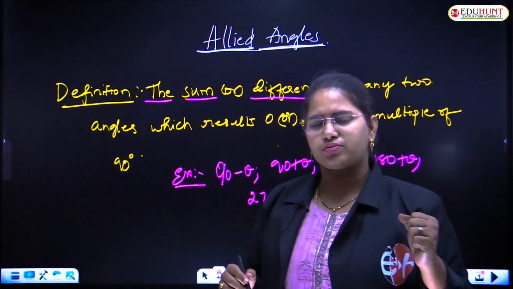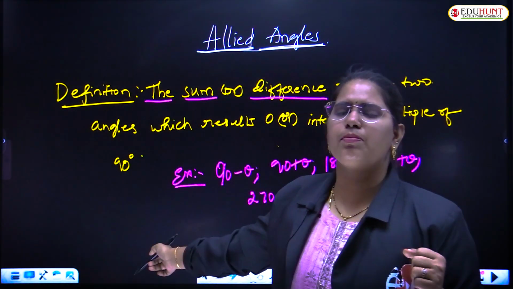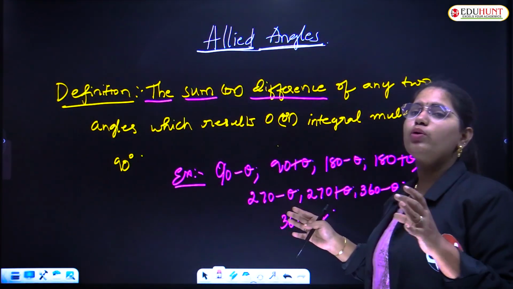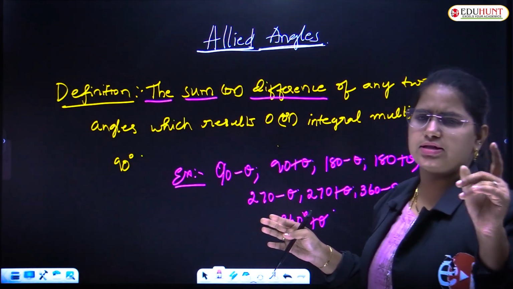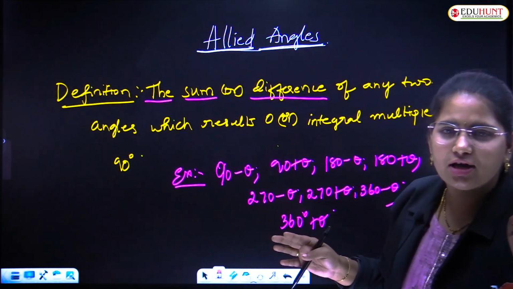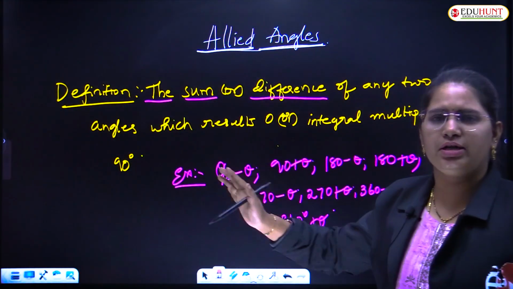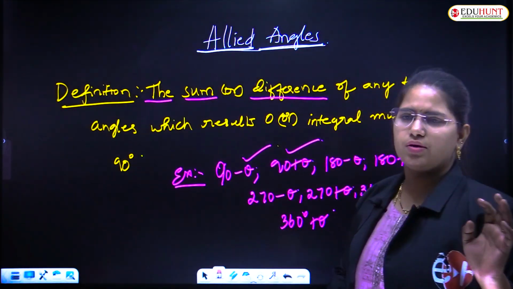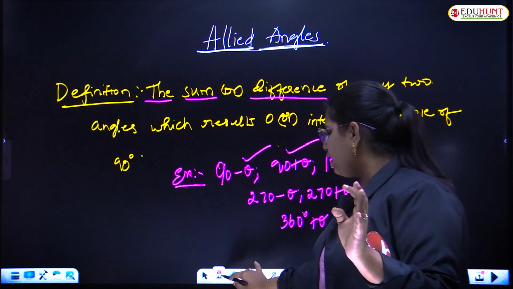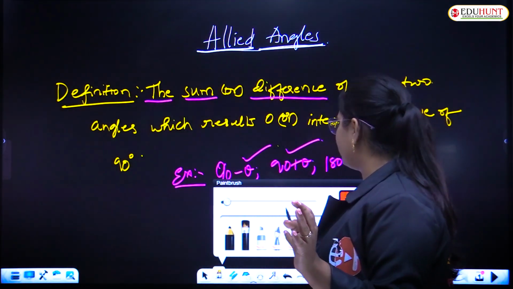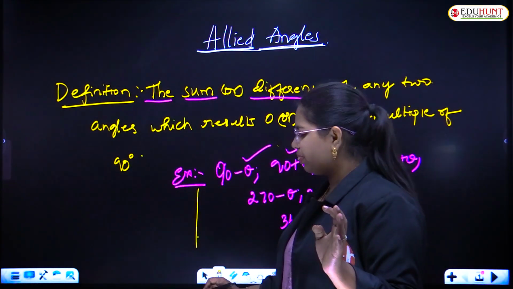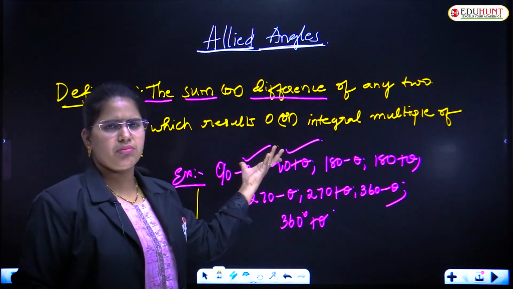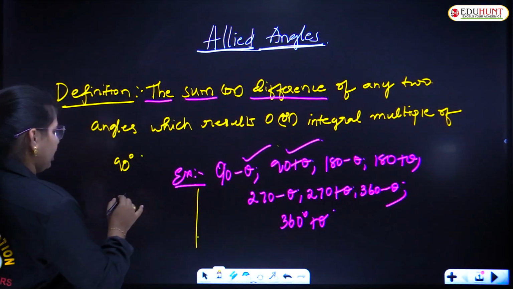Ma'am, how are these examples of allied angles? You have written some angles, but how are they examples of allied angles? That will be your next question, right? Don't worry guys, I'll prove it with an example. Let me take any two angles from this, your wish. I will add or subtract, my wish.